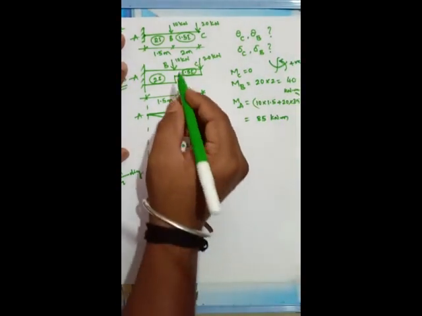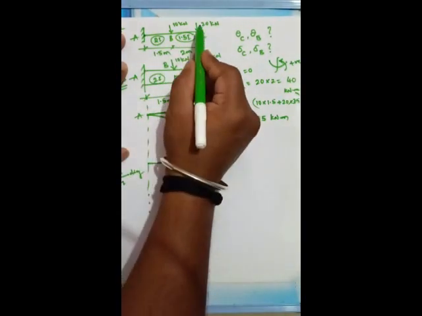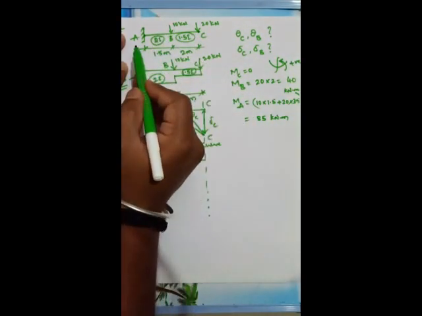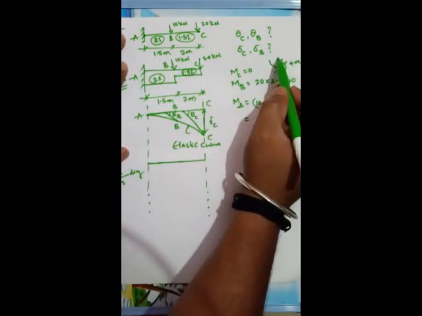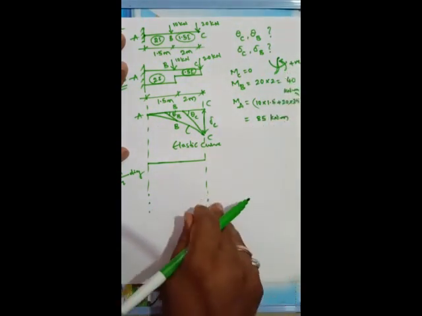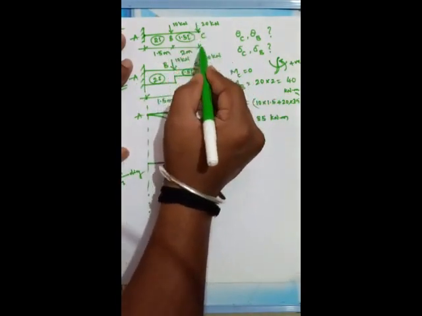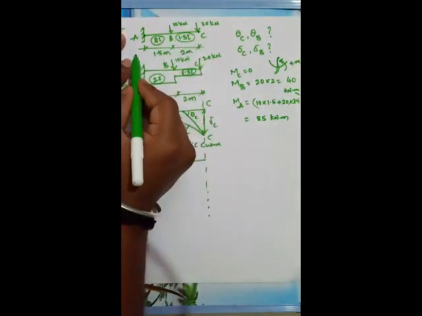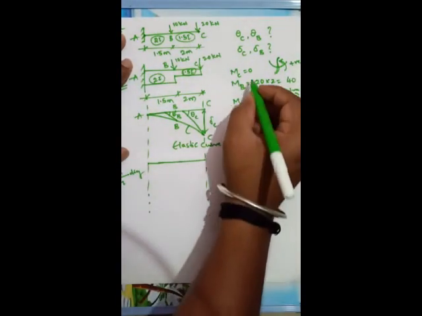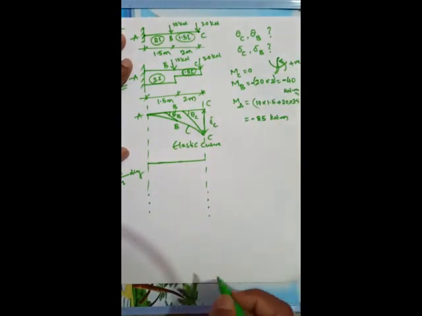Sign convention: cutting a section from the rightwards, if the moment is anticlockwise it is positive. But here, due to 20 it is rotating clockwise, and due to 10 it is also clockwise. If it is anticlockwise then it is positive, but since they are clockwise, this is negative, that is minus 40, and this is negative as well.